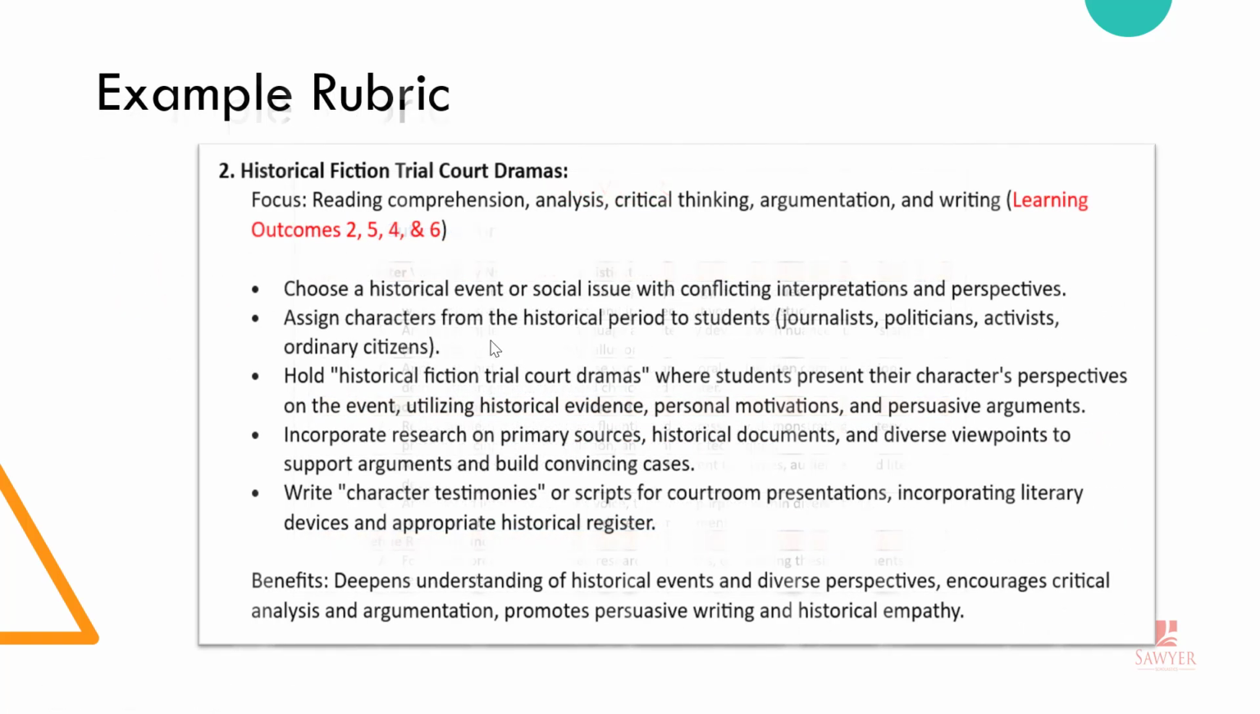And then on the next page, there are groups and a whole bunch of these that I did for you. The second one, which one is this? For a project is historical fiction trial court dramas. So the focus is on reading comprehension, analysis, critical thinking, argumentation, and writing. This particular project matches the learning outcomes 2, 4, 5, and 6. I don't know why I put 5 before 4, but anyways, it's 2, 4, 5, and 6. So it fulfills all of those learning outcomes.